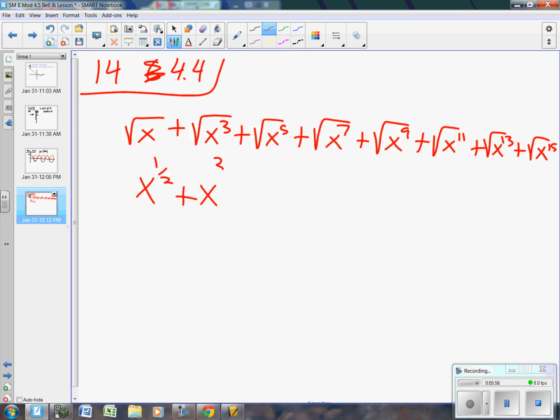X to the 3/2. Okay? Jessica, how would you write square root of x to the 5th as a rational exponent?